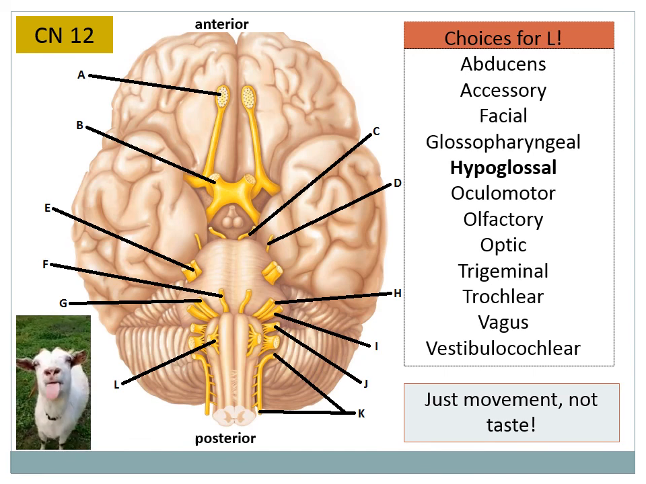Number 8 is vestibular cochlear. Number 9 is glossopharyngeal. Number 10 is vagus. Number 11 is accessory. And number 12 is hypoglossal.